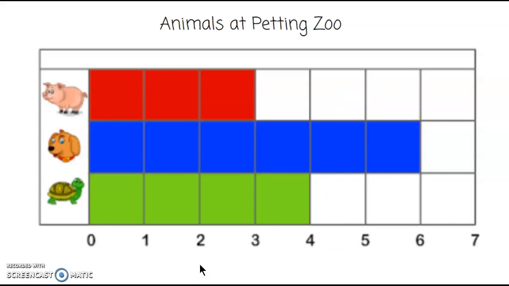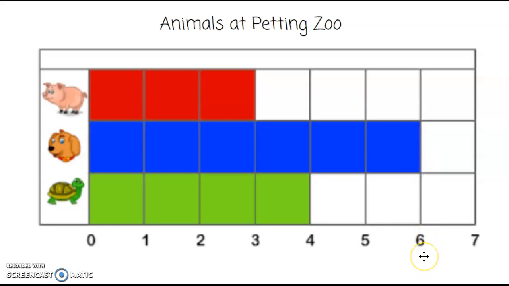If I asked you which animal they had the most of at the petting zoo, which one would you say? You probably thought it was the dog because if I look at the dog, it has the longest bar. And if I asked you how many dogs there were at the petting zoo, you would say 6.